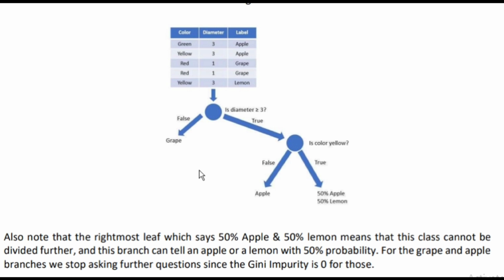Also note that the rightmost leaf which says 50% apple and 50% lemon means that this class cannot be divided further, and this branch can tell an apple or lemon with 50% probability. For the grape and apple branches, we stop asking further questions since the Gini impurity is 0 for those.